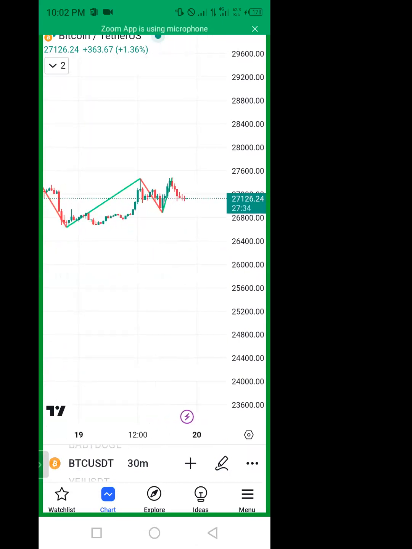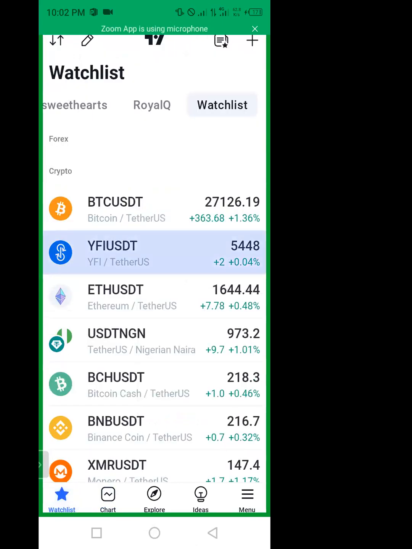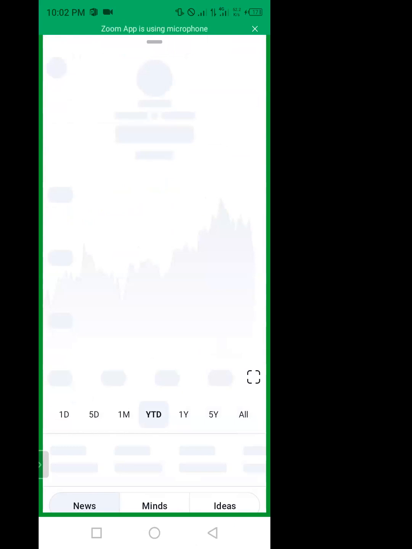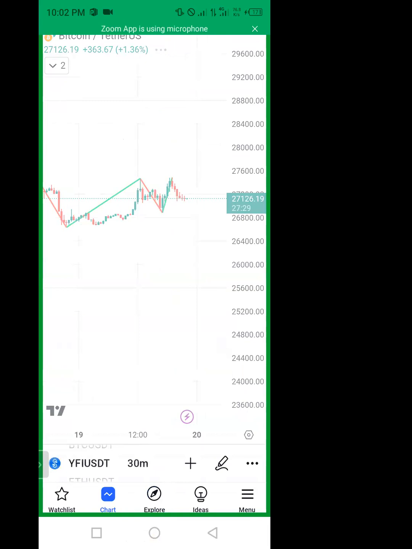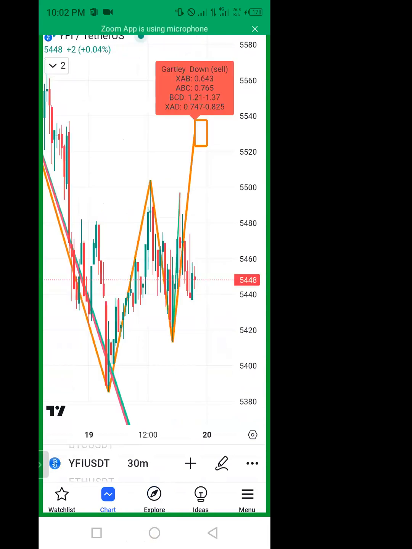In the Bitcoin, it is not there. Let me click on another coin. Let me look at YFI and I see whether the GARTLEY predictor is there showing something that I want you to see. Good.